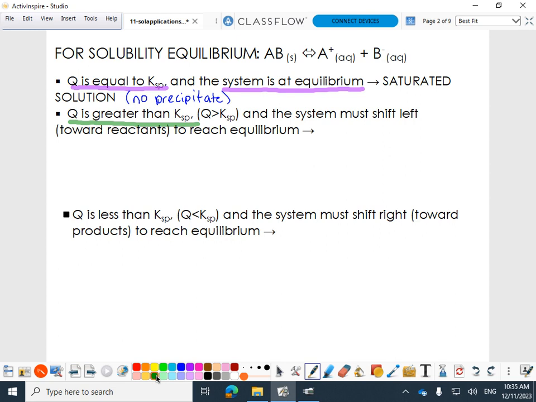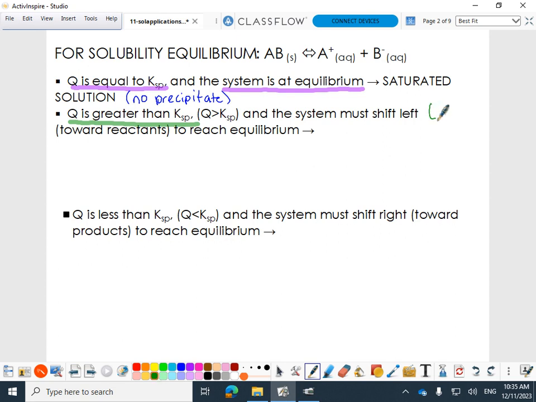The weird thing sometimes here is that when you have Ksp, we don't really think about the bottom because it's a solid reactant. But the mathematical principles can still be applied. If you want your number to get smaller, you have to make the top of the fraction smaller, sorry. If you would prefer to not write it both ways like we did last time, we can do that. So it says the system has to shift left towards the reactants.